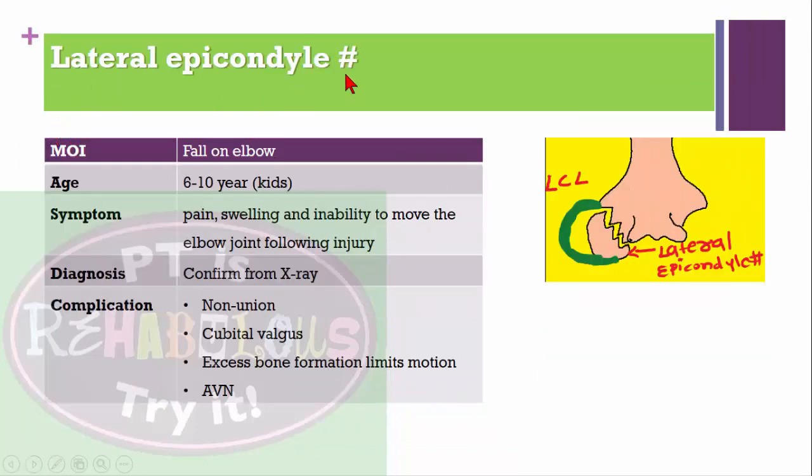Let's learn lateral epicondyle fracture. Lateral epicondyle fracture is very common in kids aged 6 to 10 years, and the mechanism of injury is a fall on the elbow. Signs and symptoms: pain and swelling are present on the lateral epicondyle, and the patient is not able to move the elbow joint following the injury. X-ray can confirm the diagnosis. Complications like non-union and cubital valgus deformity are very common in lateral epicondyle fracture. Excessive, ectopic bone formation limits the patient's motion. Avascular necrosis is also common for lateral epicondyle fracture.